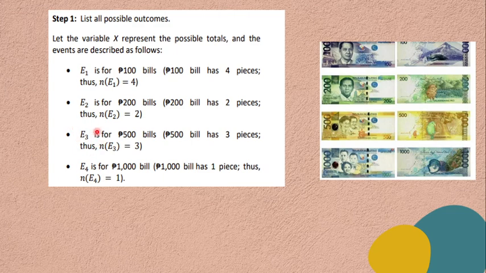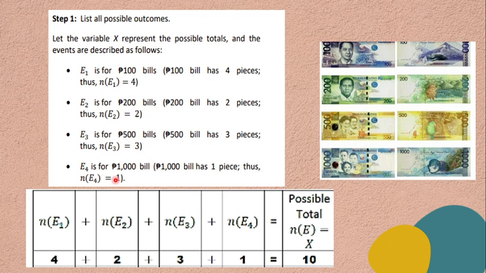How about event 3? Our event 3 here is for 500 bills, and may tatlong pieces tayo na 500 bills. That's why our event 3 is equal to 3. And our event 4 is for the 1,000 bill. Since we have one piece of 1,000 bill, our event 4 is equal to 1. Thus, our possible total is 10. Again, event 1 plus event 2 plus event 3 plus event 4: 4 plus 2 plus 3 plus 1 is equal to 10.